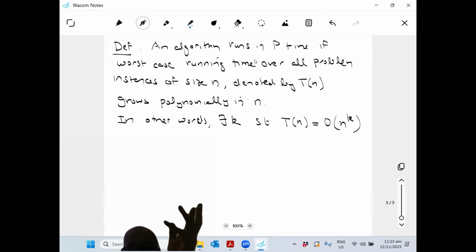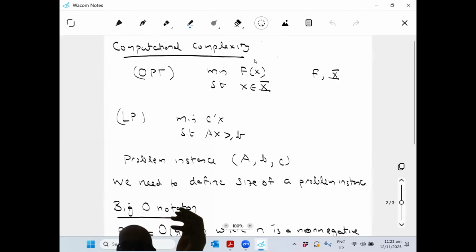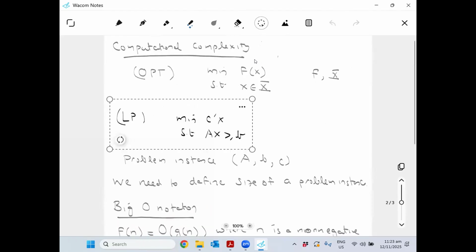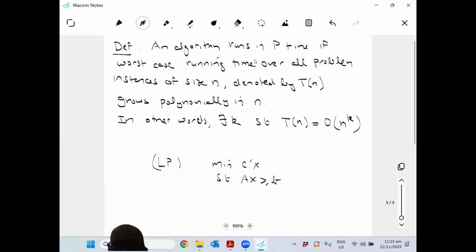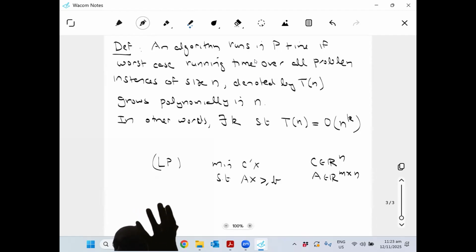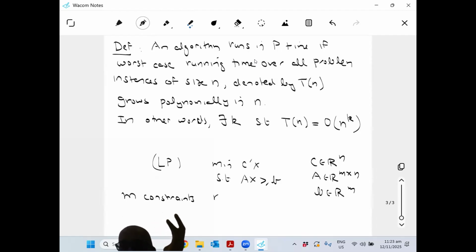So, size of LP. Let's think about the LP. If you think about the LP, c is a vector in R^n, A is a matrix in R^(m by n). I'm not using a standard form, but you can do this with standard form. It won't change. We are going to do everything only using the big O notation. So I've got essentially m constraints and n variables.